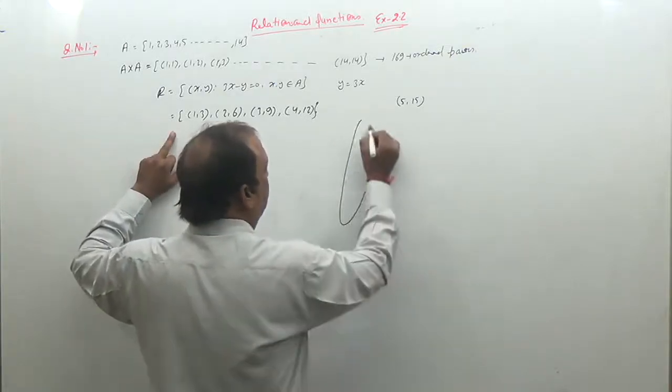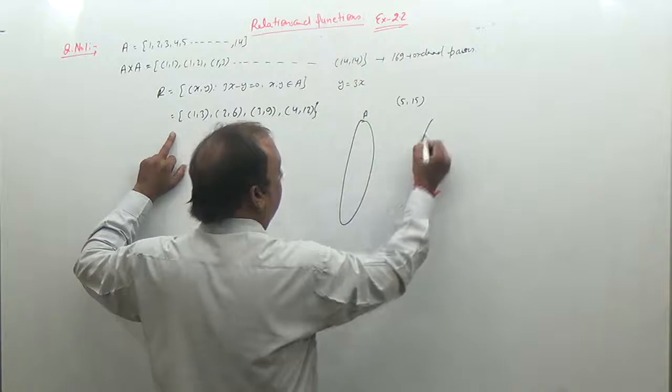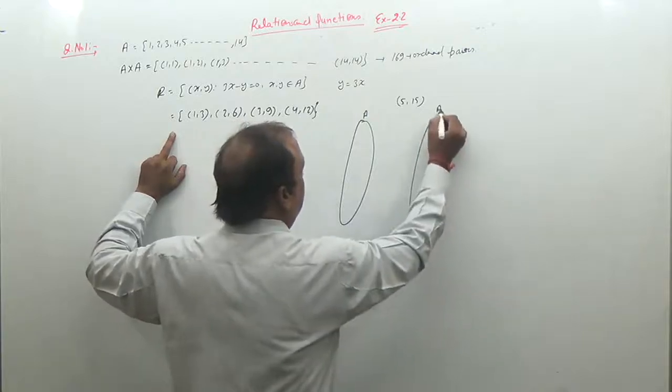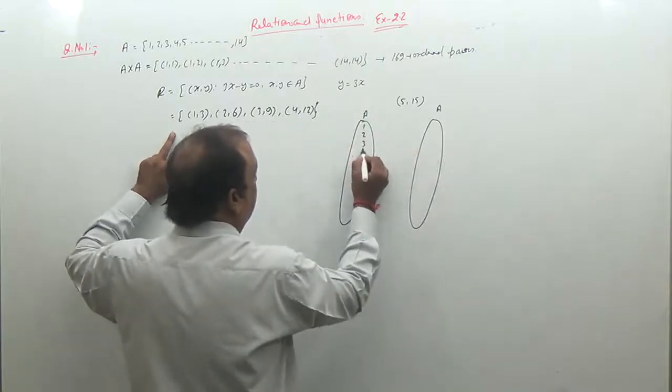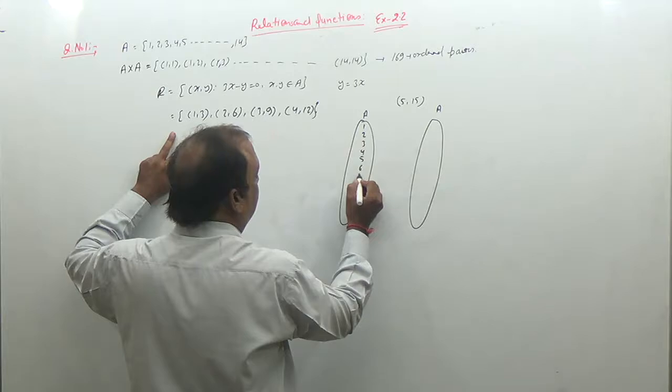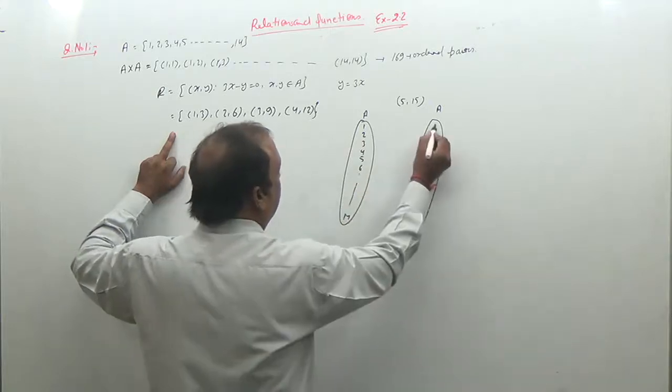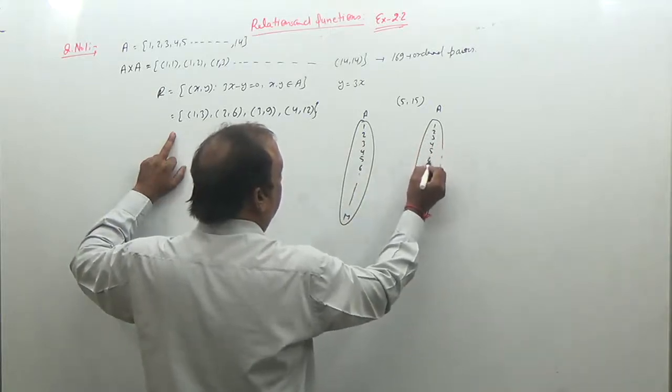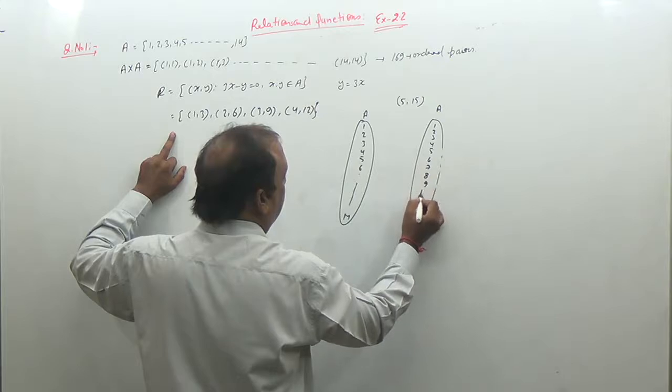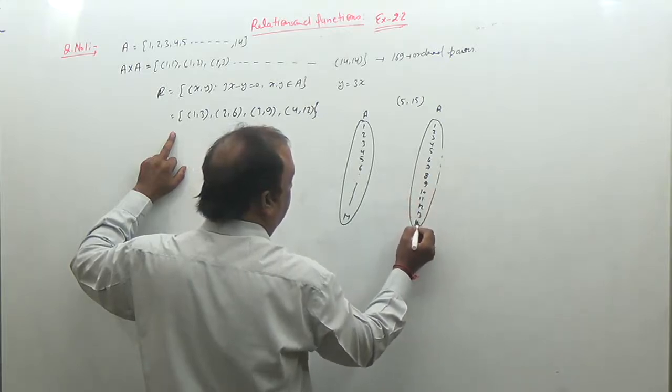This one is the set A which contains elements 1, 2, 3, 4, 5, 6, 7 up to 14 and 1, 2, 3, 4, 5, 6, 7, 8, 9, 10, 11, 12, 13 and 14.